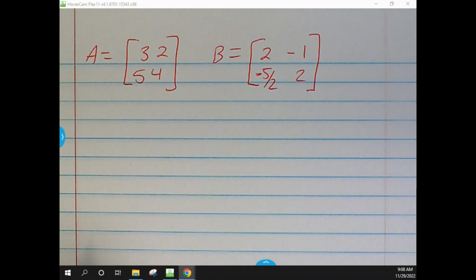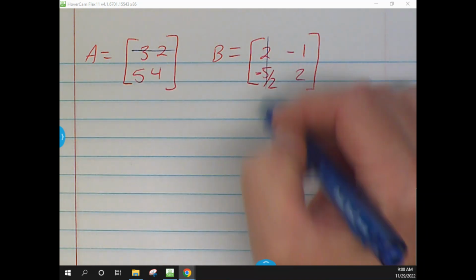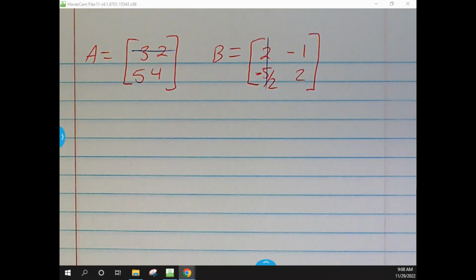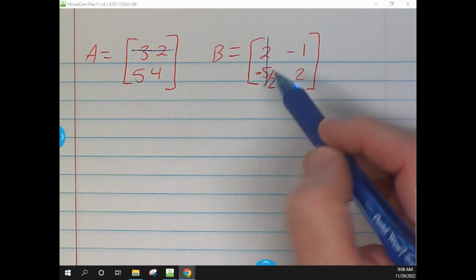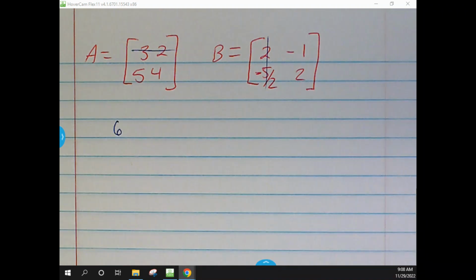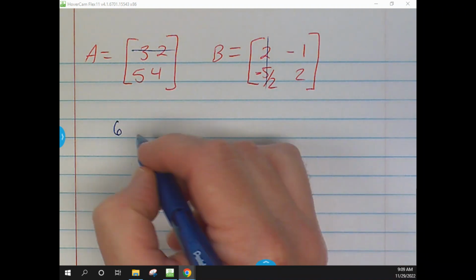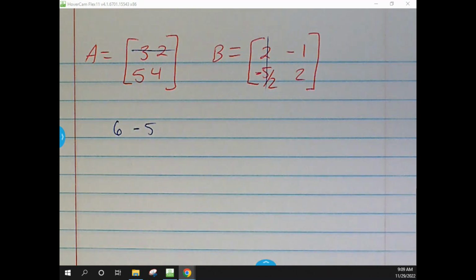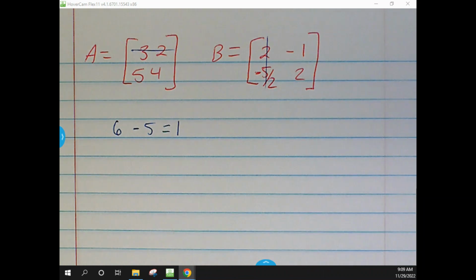All right, everybody get that we're doing rows times columns. So we're doing row times the columns. And you may even just want to do that where you're not rewriting everything. So now we're doing 3 times 2, which is 6. And then 2 times negative 5 over 2, where the 2's will cancel. So that's 6 minus 5. So that's 1.